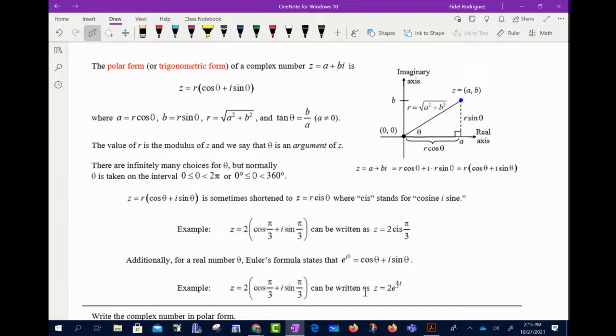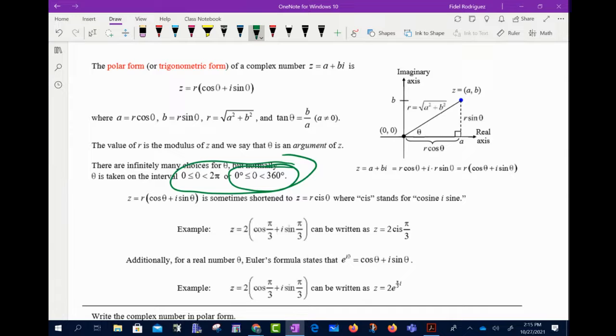Okay, so it says the value of r is the modulus of z, remember the distance, and we can say that theta is what we call the argument of z, okay? There are infinitely many choices for theta, but normally theta is taken on the interval from 0 to 2 pi or from 0 to 360 degrees. So John, the other day you were asking how do you know if the angle is written in degrees or radians? So again, when it's written in degrees, it'll have those little degree symbols, right? If it doesn't, it's understood to be in radians.